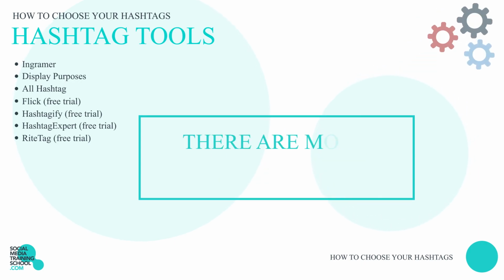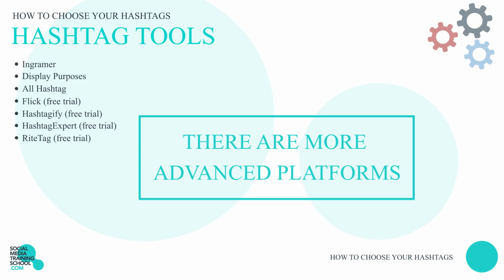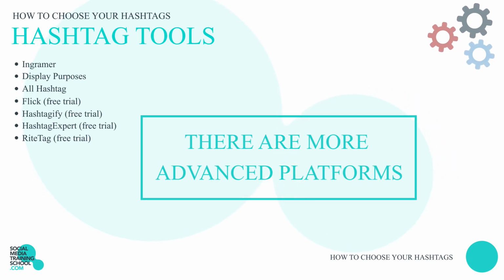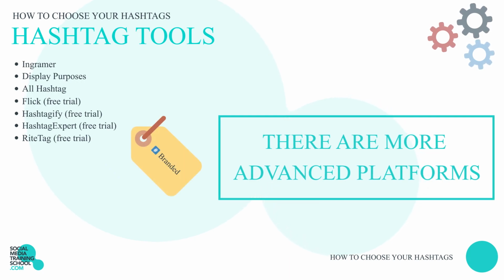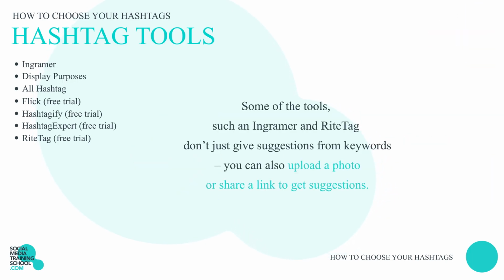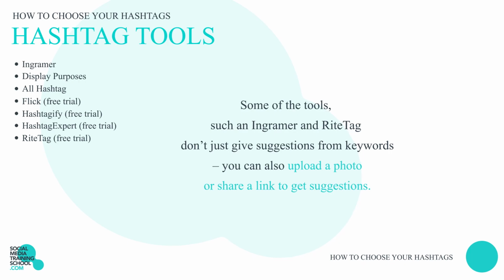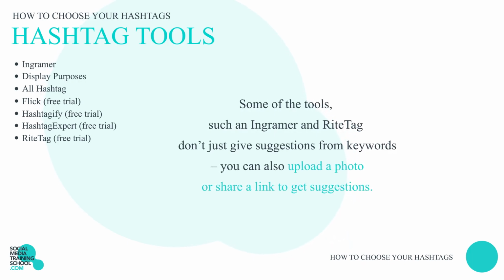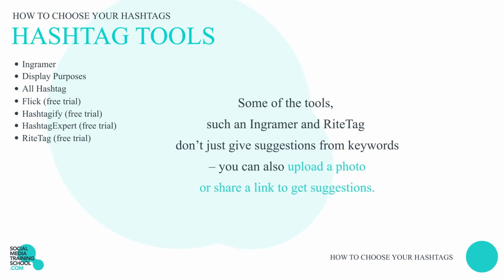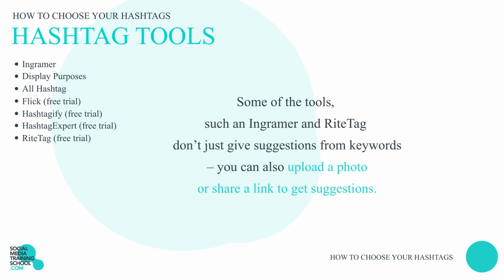However, there are more advanced platforms such as Flick and Hashtagify, which you can use if you want to get a lot more detail. If you're a small brand, you probably don't need these paid for options, but they are there if you do want to use them. Some of the tools, such as Inflact and RiteTag, don't just give suggestions from keywords. You can also upload a photo or share a link to get suggestions.